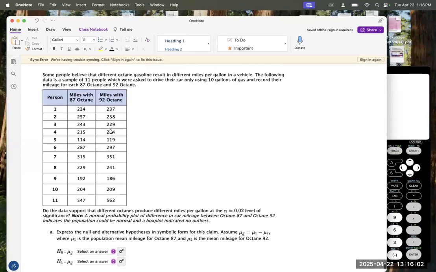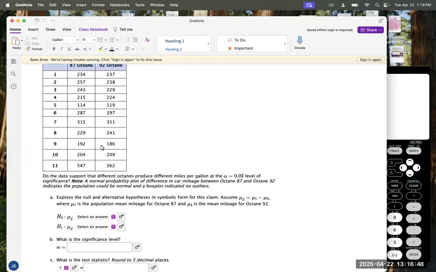So we want to know if there is a difference. Just looking at the first one, it does appear that 237 is larger than 234. So it does appear that maybe they are getting more gas mileage with the 92 octane, but that's just one example, right? And that's just one type of car. So we need to explore that, and it could be due to other situations, like maybe how aggressively that person was driving and stuff like that. So we check it on 10 other people, so a total of 11 people. We have collected data to check our theory.